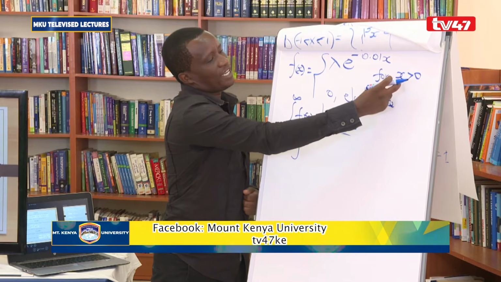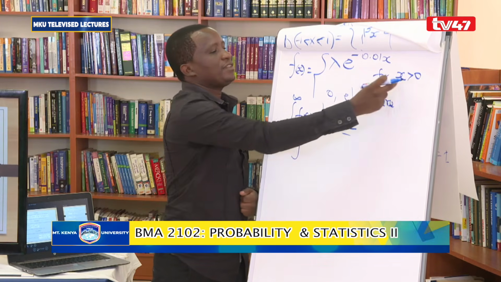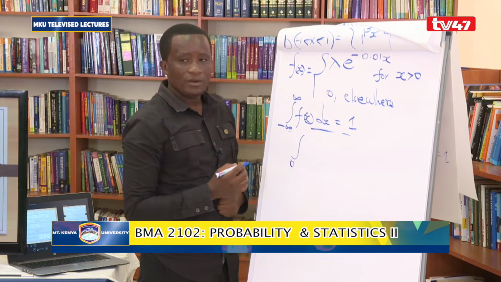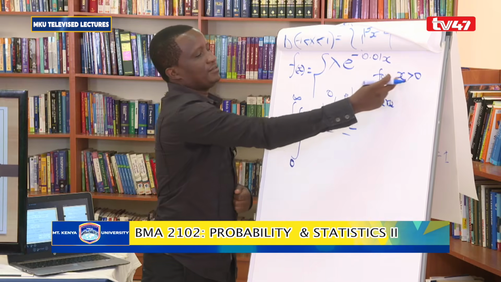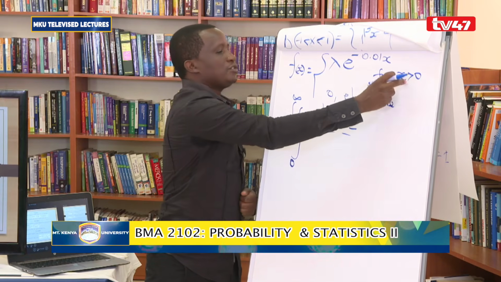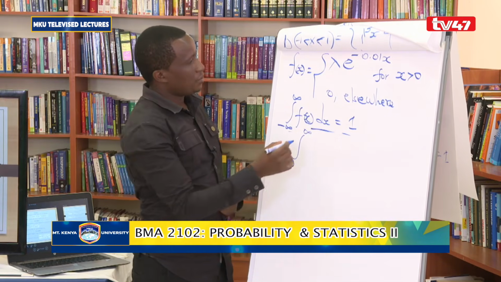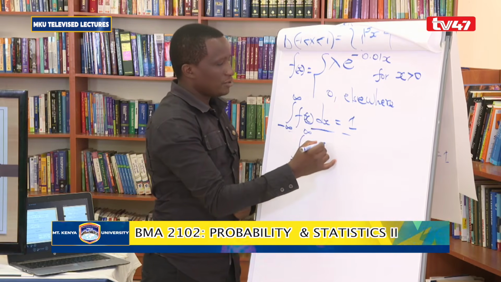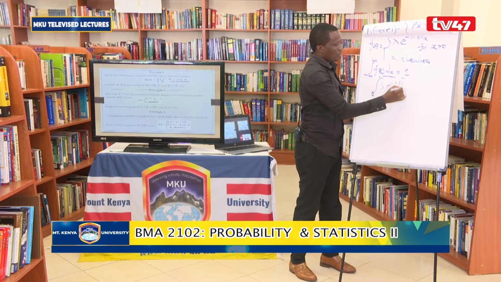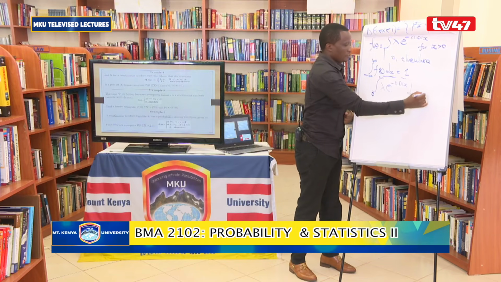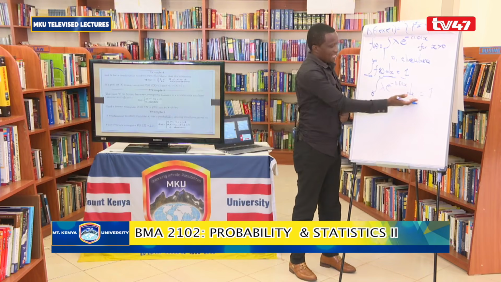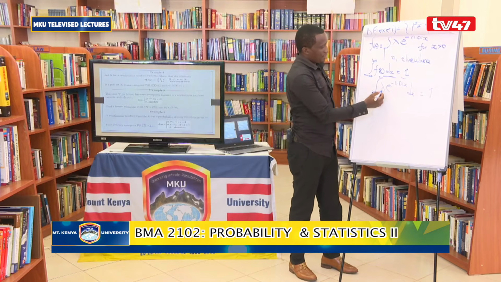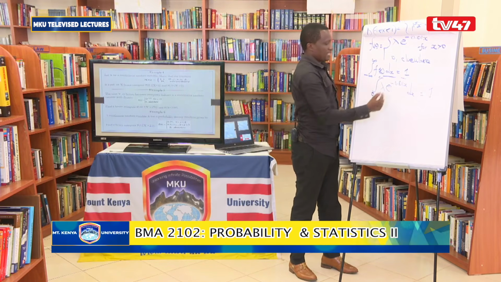You can see the values of x are not starting from negative infinity, but from 0. So we'll start from the lower limit of x, which is 0, up to the farthest we can go, which is infinity. So the integral from 0 to infinity of lambda exponential negative 0.01x dx should be 1. If we are able to find lambda such that this expression gives us 1, then we will have found a value of lambda that makes this a PDF.